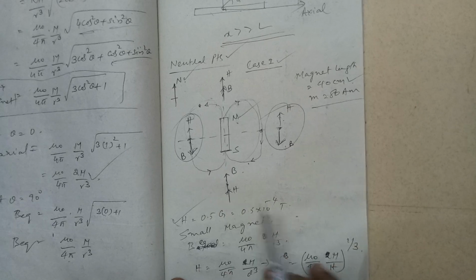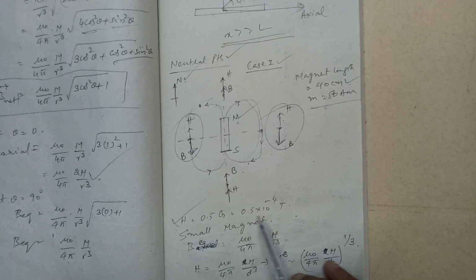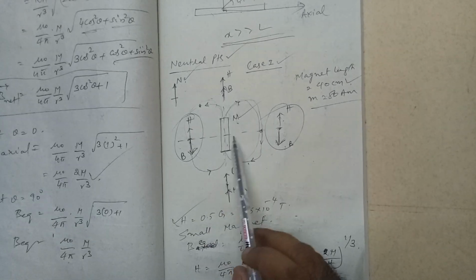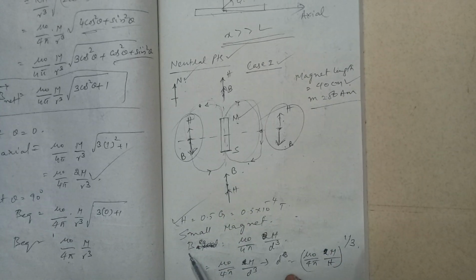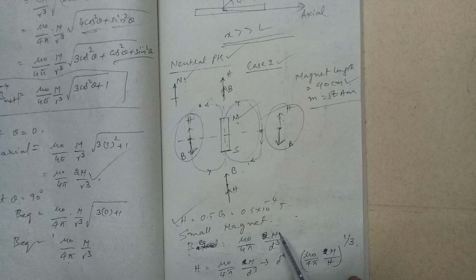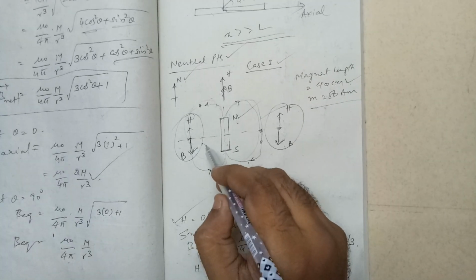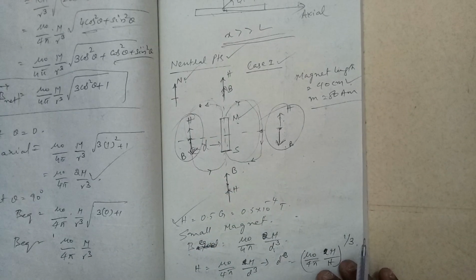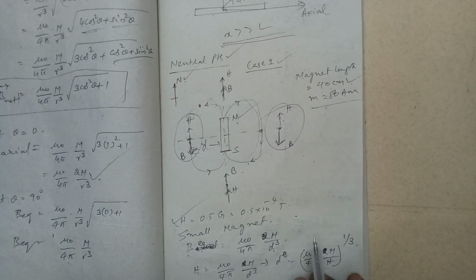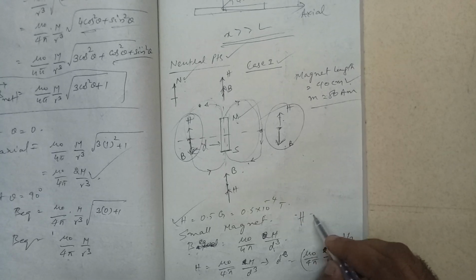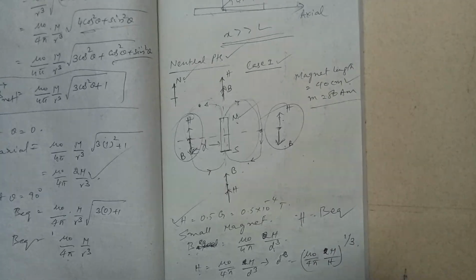H is given as 0.5 Gauss, which is 0.5 into 10 power minus 4 Tesla. So this point is on the equatorial line. So B equatorial is equal to mu0 by 4 pi into M by d cubed, where d is the point where I am thinking that I have got the neutral point. Okay. So you have to equate H to B equatorial.